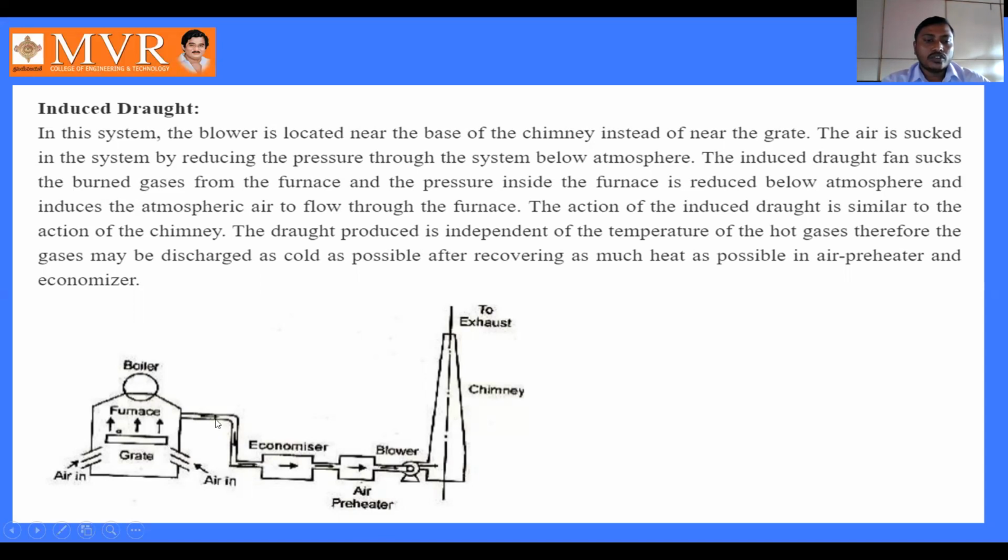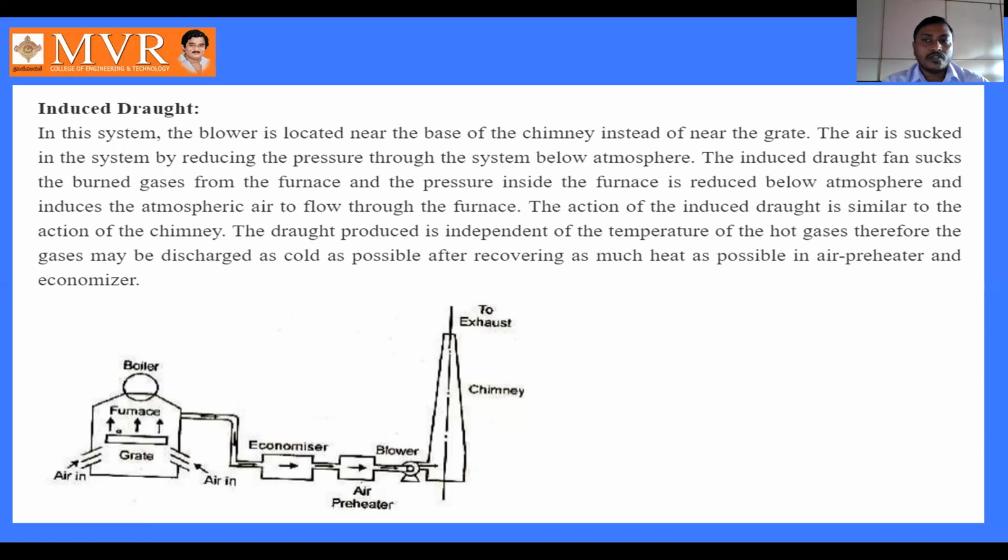The hot gases produced enter the economizer, and through the economizer they enter the air preheater. In front of this tall chimney, we are using a blower for pumping the hot gases into the chimney and forcing them to disperse into the atmosphere. This is what the induced draft is about.